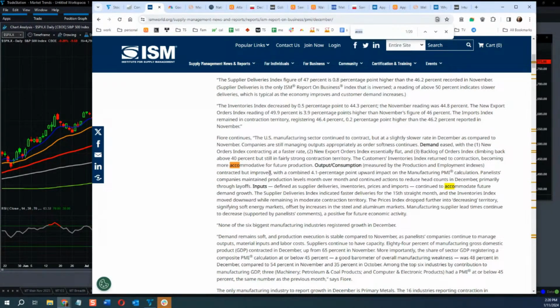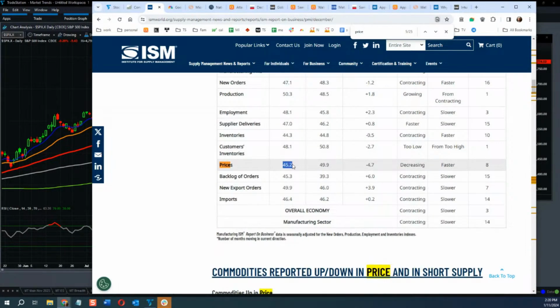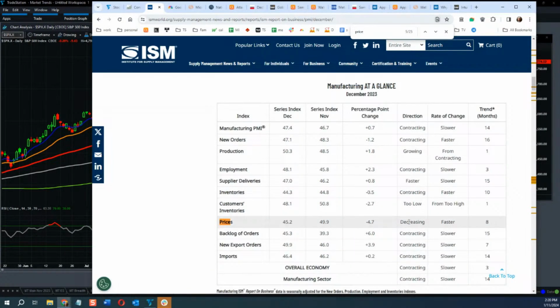And what's also interesting here, if you look at prices, prices were at a 45. So this is not inflationary. Now, if you go back to 3 years ago, this was hot. This was showing big price gains. This led inflation, the ISM manufacturing.